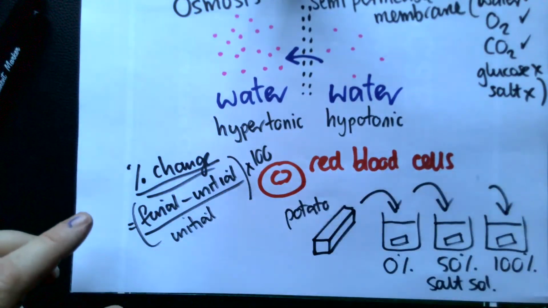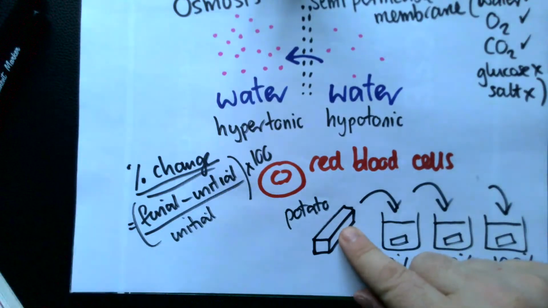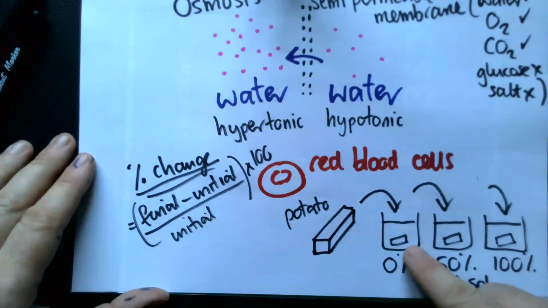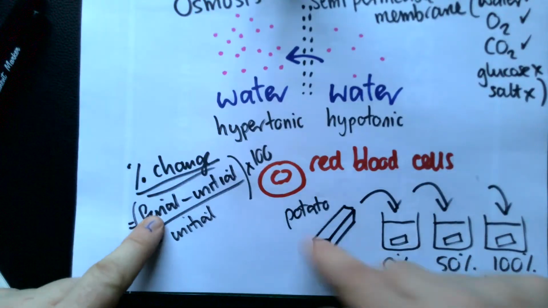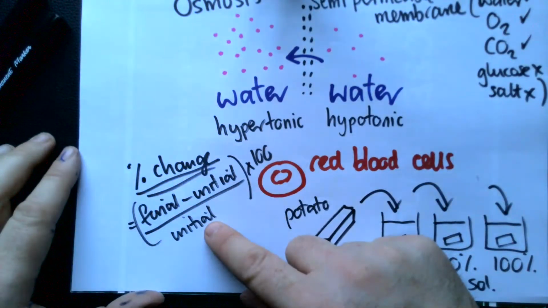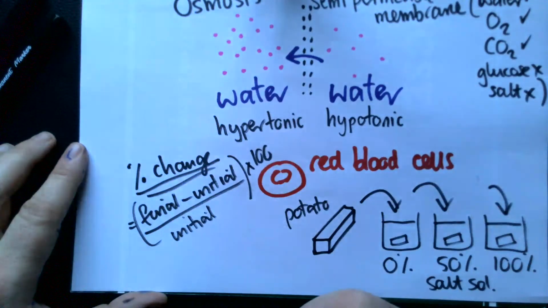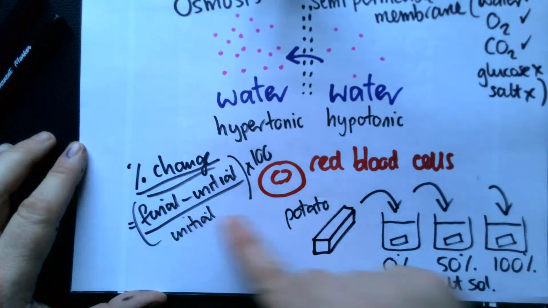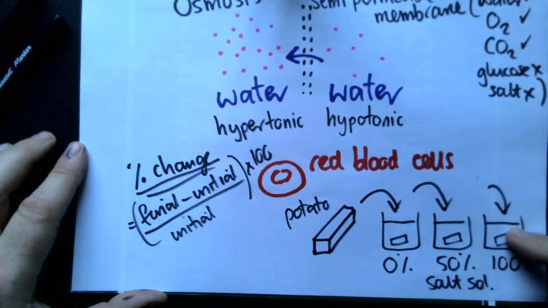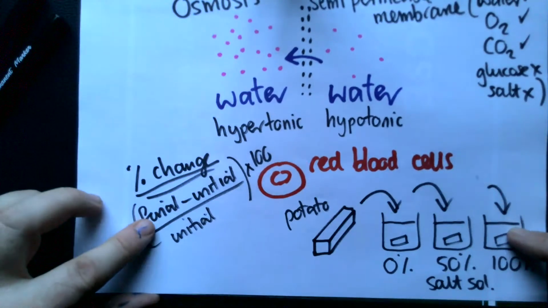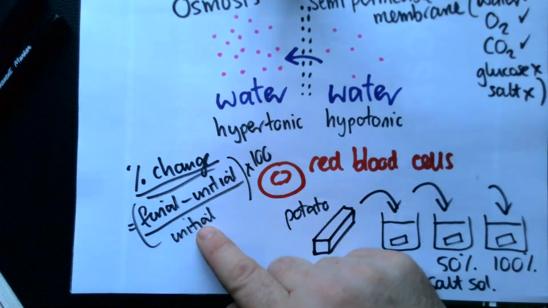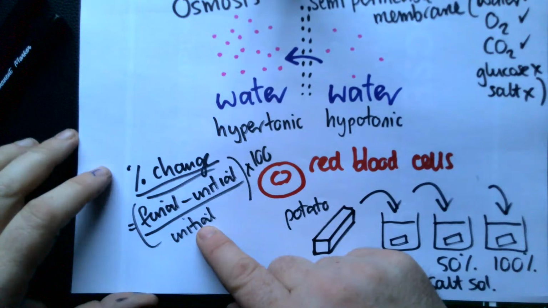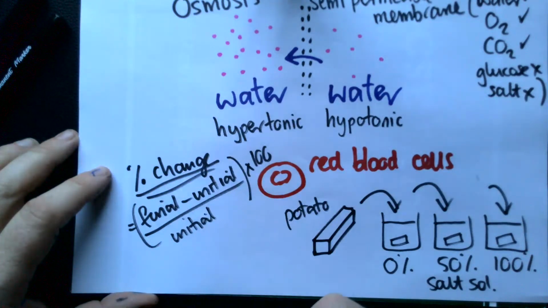So let's just say, for example, this was 50 grams, and they put it in that, and it went up to 60. It'd be 60 take away 50 divided by 50, which is 10 divided by 50, which is, even I can do that, going to be a 20% increase. Whereas over here, let's say it went from 50 down to 40. That would be 40 take away 50, which is negative 10, divided by 50, which is going to be negative 20%. So it decreased by 20% from its original value.